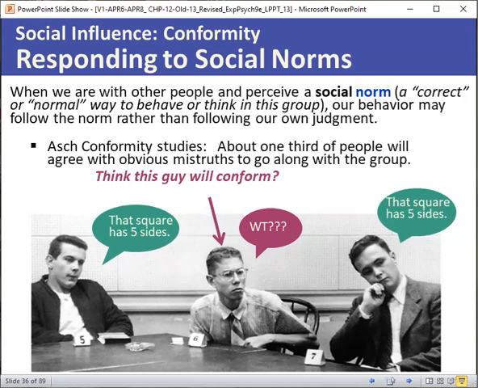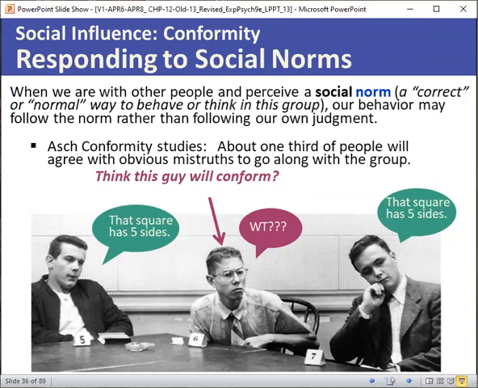In this example, we have these two gentlemen saying, that square has five sides, that square has five sides, and this guy is saying, what the, I don't know. But the idea is this, most likely that person will conform, okay? One third of the people will agree with an obvious mistruth. Now we'll see why that is in a minute.